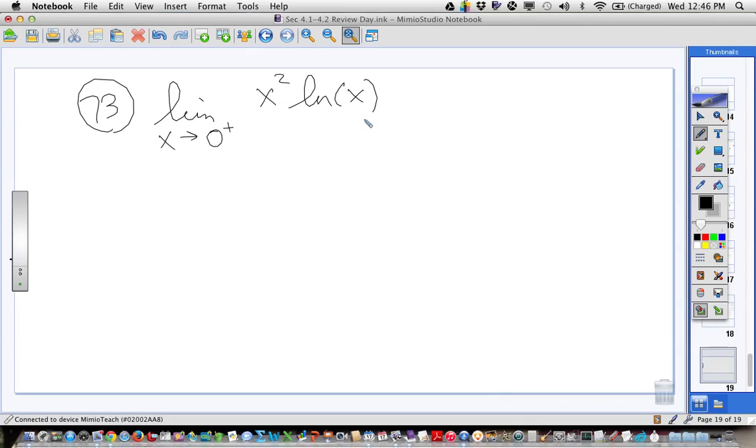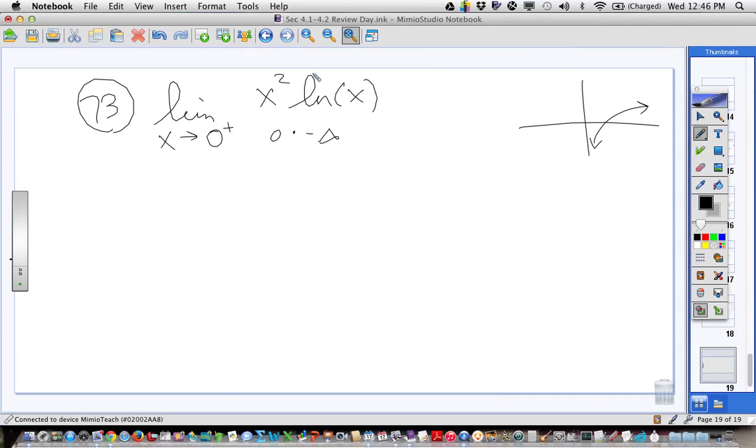This is one of those 0 times infinity. Yeah, this is one that I picked out in the notes. So if you put in a 0, you get 0 squared, which is 0. And then if you do ln x, what you get is negative infinity. Now the reason for that is the natural log graph looks like this. So you can't put in a 0, it's undefined. But from the right, it's going towards negative infinity.